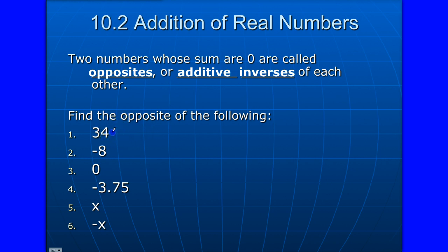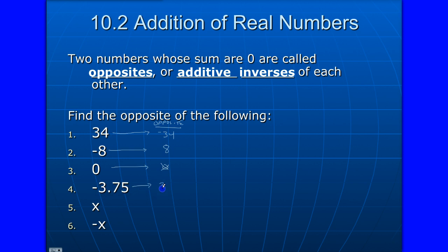Okay, so if I gave you the number 34 and I asked you for its opposite, you would tell me negative 34. Okay, if I asked you for the opposite of negative 8, you'd say positive 8. Because when you add those two numbers together, you get 0. Well, 0 itself doesn't really have an opposite. You could say 0 plus 0 is 0, but since it's the same number, it doesn't really count as far as an opposite goes.